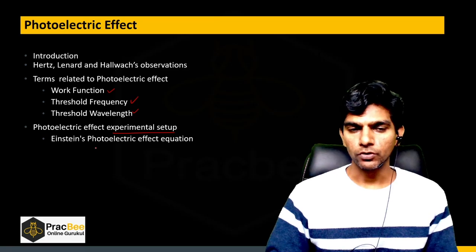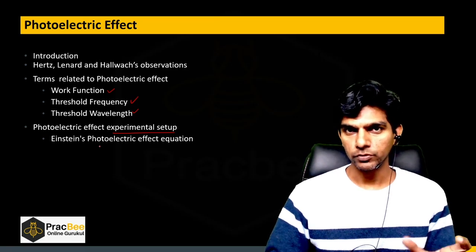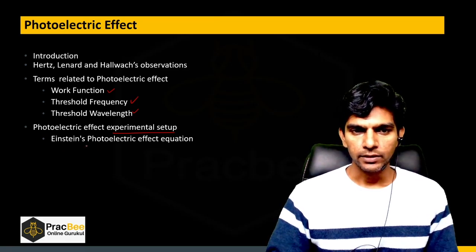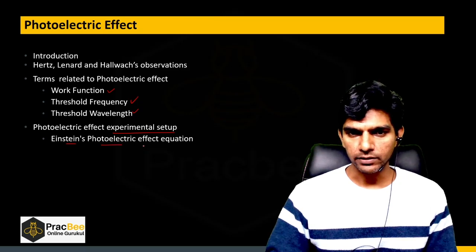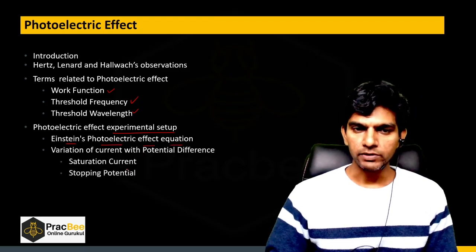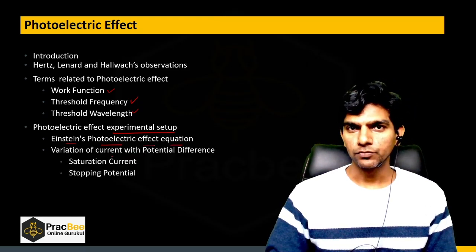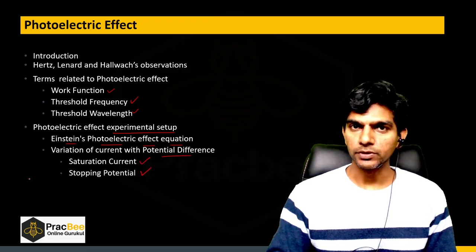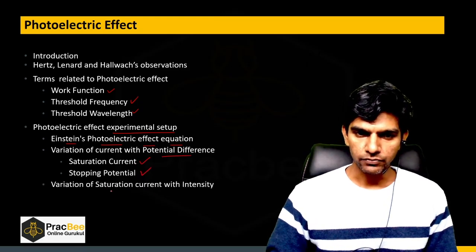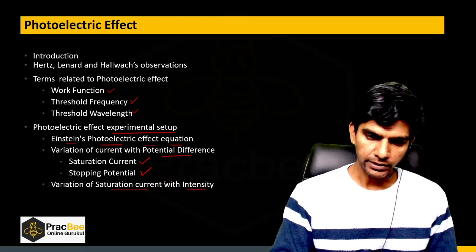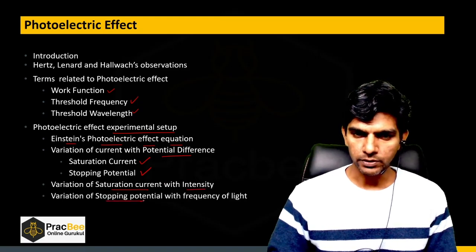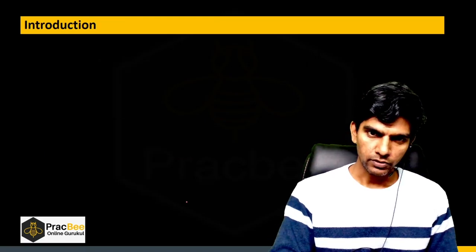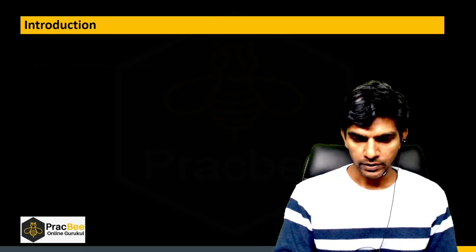Suppose I want to observe this effect in a lab, what should be the experimental setup for that? Then Einstein's photoelectric effect equation. And then we'll see how the photocurrent varies with the potential difference, and what is the concept of saturation current and stopping potential. Then we'll see the graph of saturation current with the intensity, and then the graph of stopping potential with the frequency. So let us see what a photoelectric effect is.